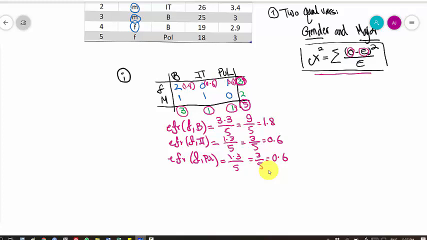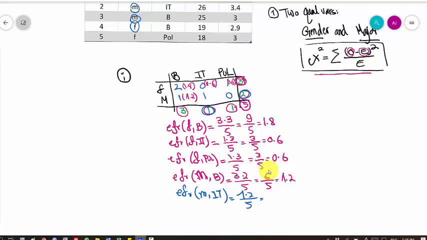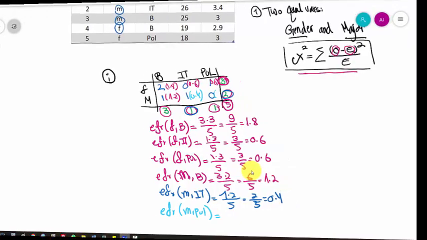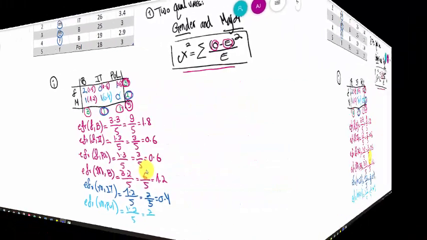The same I do for the males. Expected frequency of males and business, this is equal to 3 times 2, that is here, 3 times 2 divided by 5, which is 6 divided by 5, which is 1.2. So I write here 1.2. The expected frequency of males in IT is equal to 1 times 2 divided by 5, which is 2 divided by 5, which is 0.4. So I write here 0.4. And the expected frequency of males in political science is nothing but 1 times 2 divided by 5, which is again 2 divided by 5, which is 0.4.